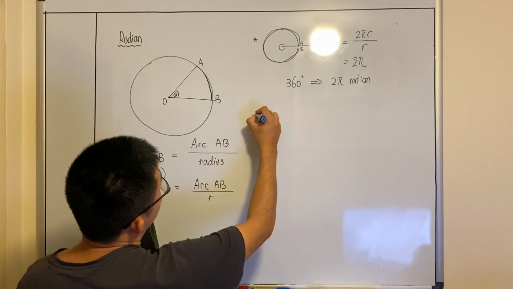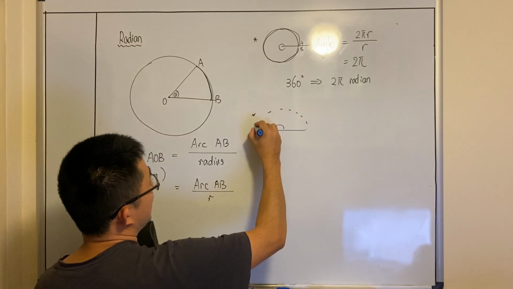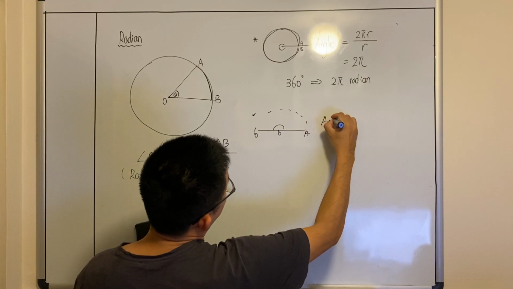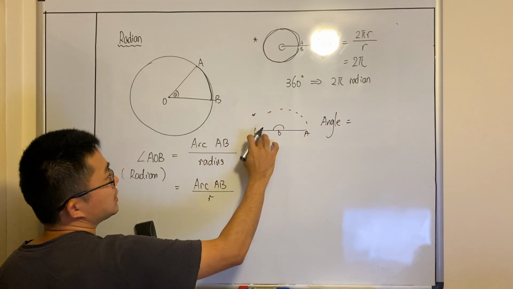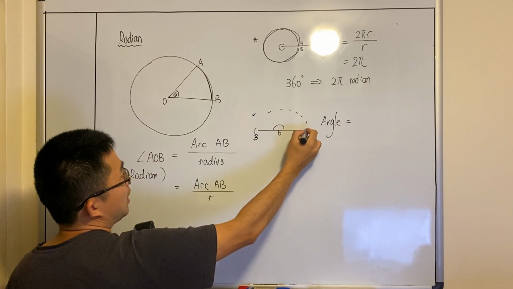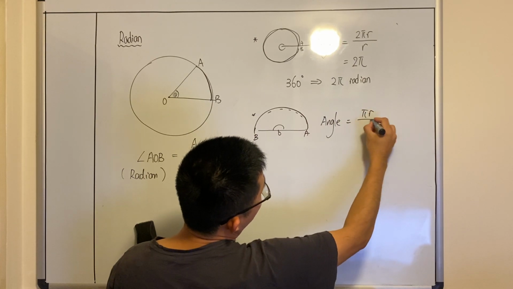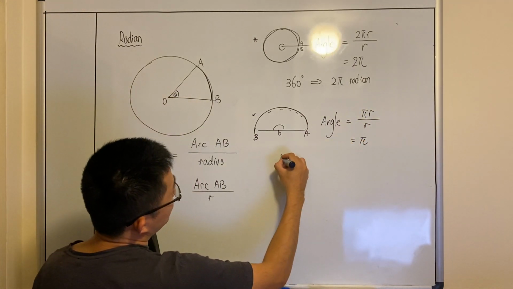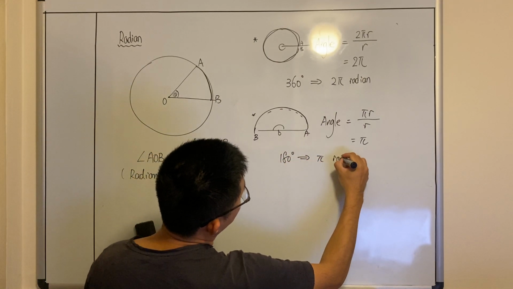All right. So what about a straight angle? If you think about a straight angle here, then angle AOB is going to be the length of arc AB this time, which is a semicircle. And that is actually pi r over r. So that's equal to pi. So 180 degrees is equivalent to pi radians.